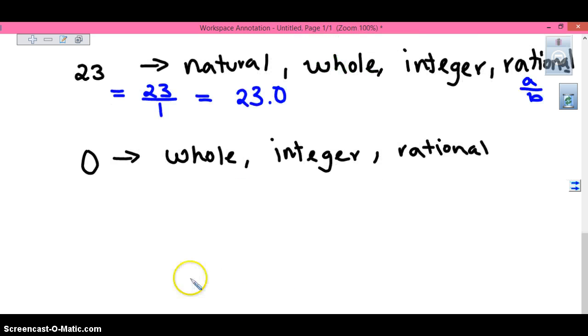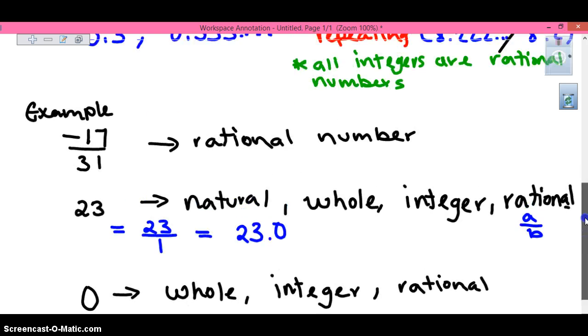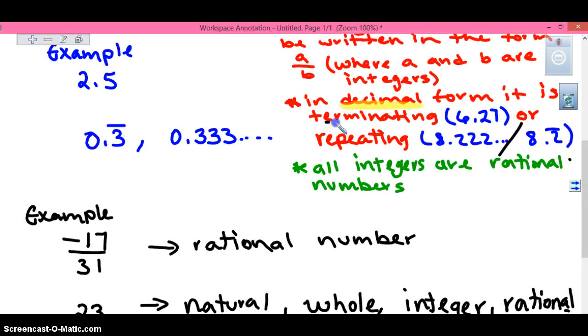What about the decimal 4.581? Is this a natural number? No. A whole number? An integer? No. Is this a rational? How do I know it's a rational? It's a decimal that terminates, right? That was one of the requirements.